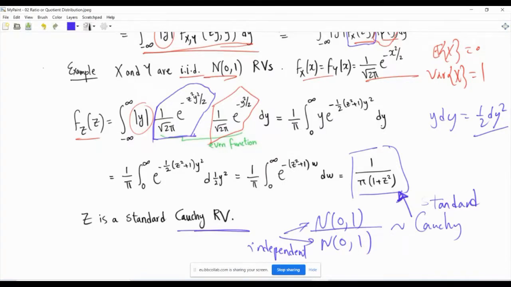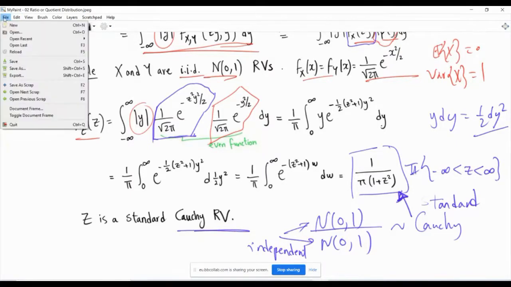Okay, but from here, keep this in mind. It's a very useful piece of information. A standard Gaussian divided by a standard Gaussian has the distribution of a standard Cauchy random variable. And this standard Cauchy random variable is the example of an absolutely continuous random variable without a first moment. Basically this is z, which is in R, from minus infinity to infinity.